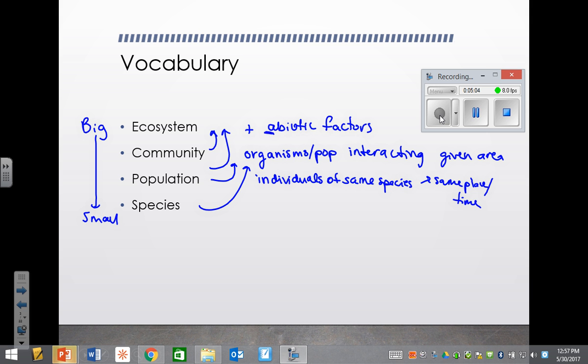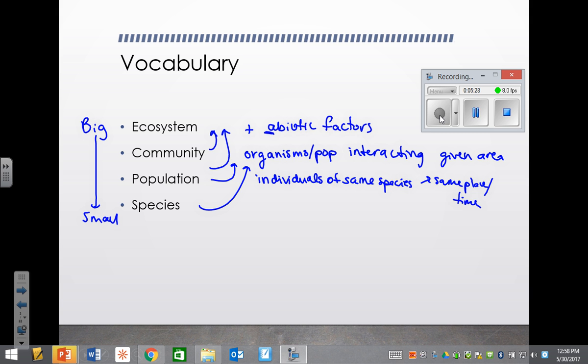So you are not in a population with people who live in Germany right now because they do not live in the same place at the same time as you. You are members of the same species, but you are not members of the same population. If you happen to live in the Okotoks area, then you are members of the same population. You live in the same place at the same time.